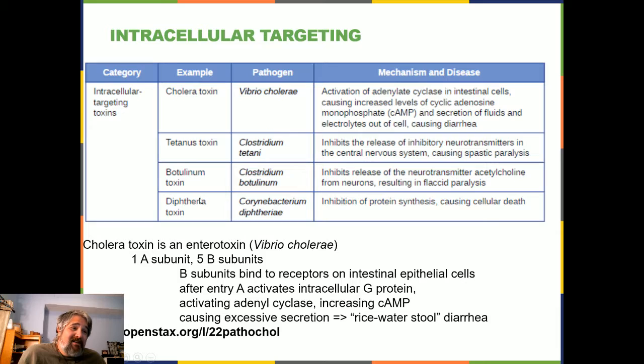So talking about cholera toxin, it causes the activation of adenylate cyclase in intestinal cells, causing increased levels of cAMP, and secretion of fluids and electrolytes out of the cell, causing diarrhea. So cholera toxin is an enterotoxin consisting of one A subunit and five B subunits. The B subunits will bind to receptors on the intestinal epithelial cells. After entry, the A subunit activates intracellular G proteins, causing the activation of adenylyl cyclase, increasing cAMP. This is the rice water stool type of diarrhea.